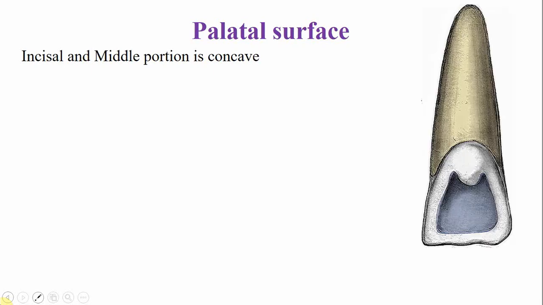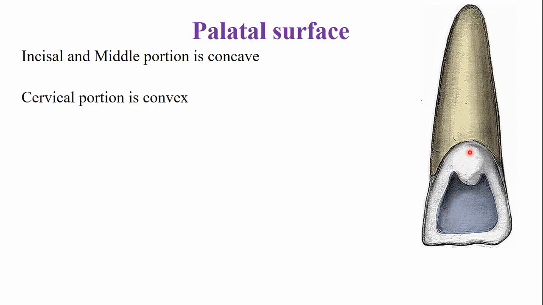Now we will discuss the palatal surface. The palatal surface is widely referred to as the lingual surface. From the palatal surface, the incisal and the middle portions are concave. This is the palatal surface of the maxillary permanent central incisor, also referred to as the lingual surface. This is the incisal portion, and this is the middle portion of the crown. They are concave because of the presence of this depression or fossa.